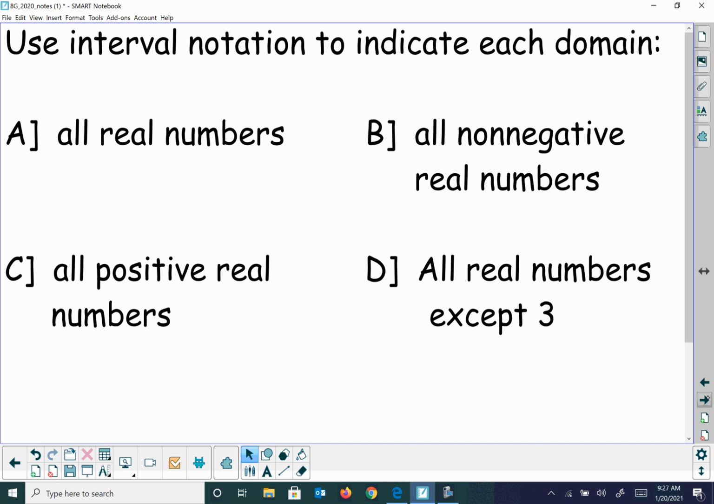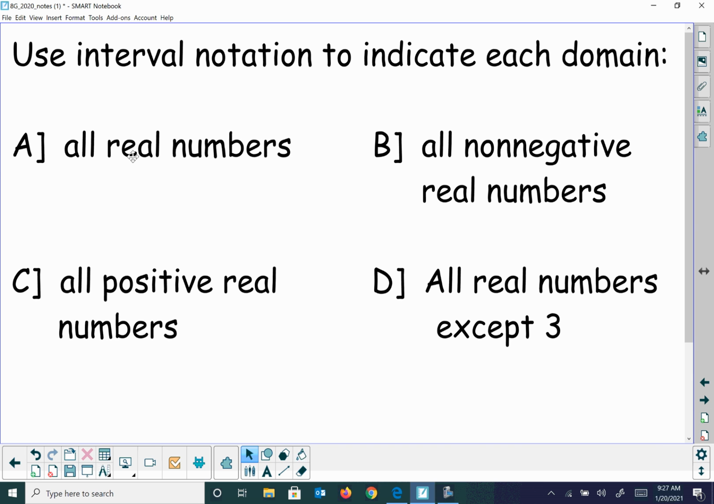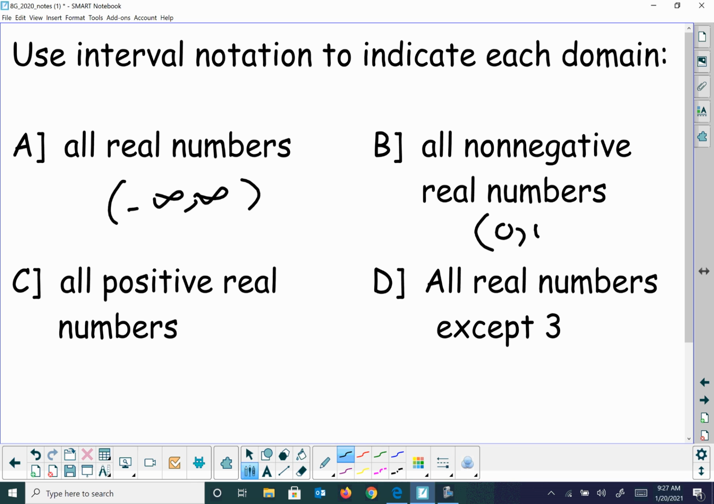Use interval notation to indicate the domain. For all real numbers, oops, didn't mean for that to happen. All real numbers is negative to positive infinity. All non-negative real numbers is hard bracket 0 to infinity. This is kind of a gotcha, because 0 doesn't have a sign, so we have to have a hard bracket. All positive real numbers is soft bracket 0 to infinity as well.